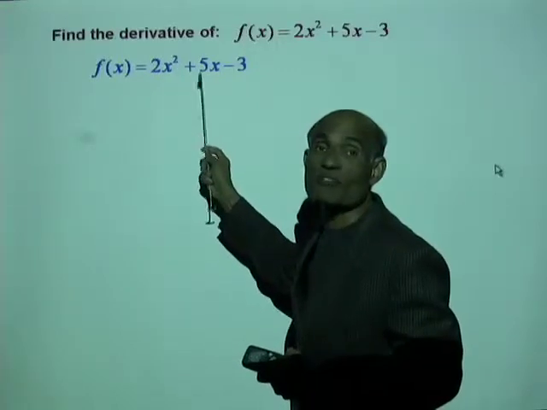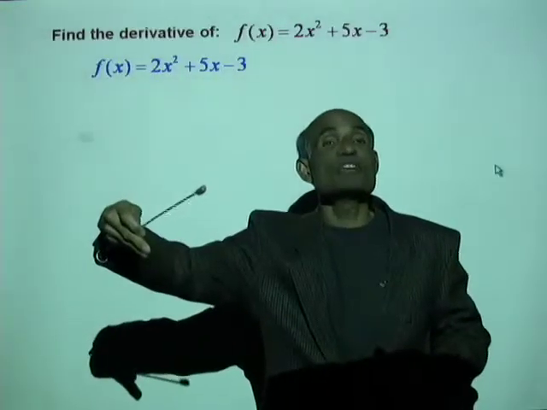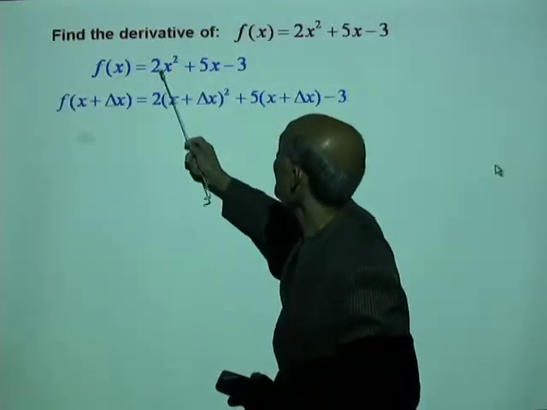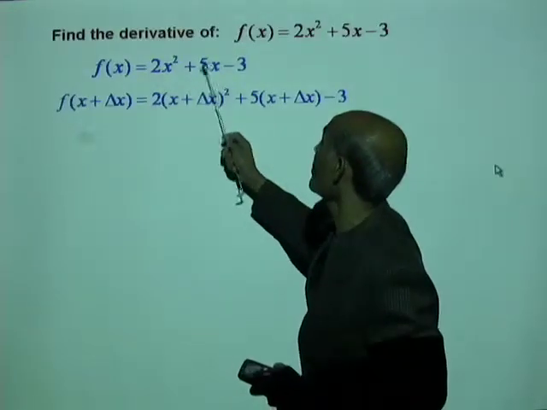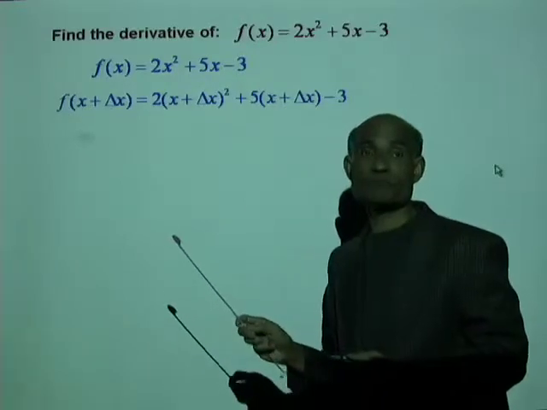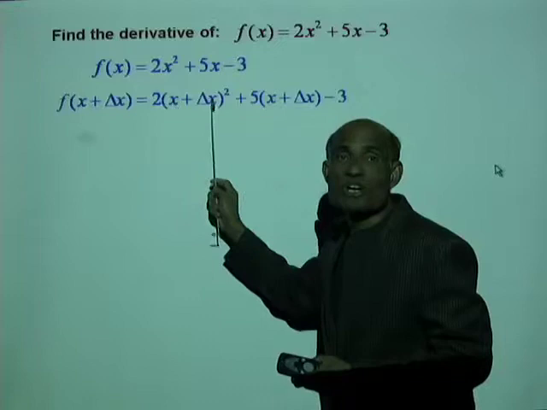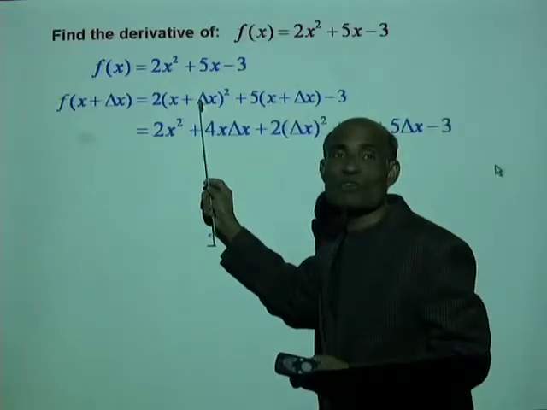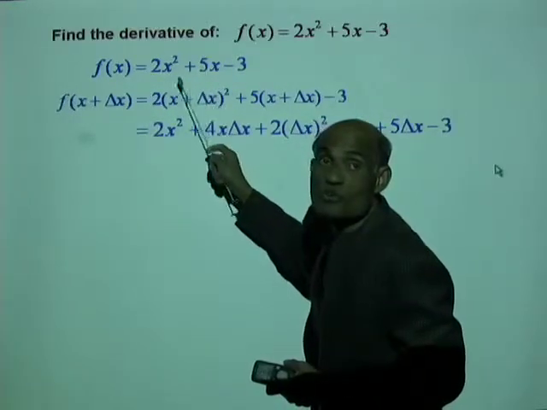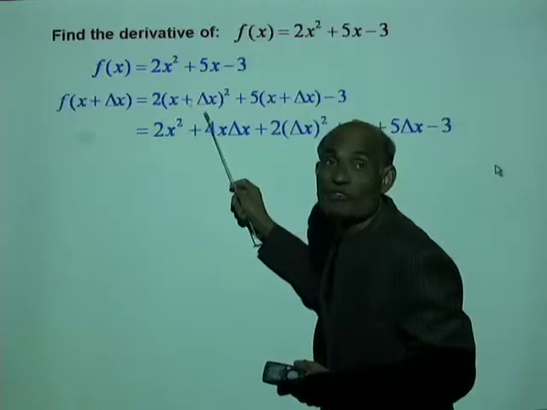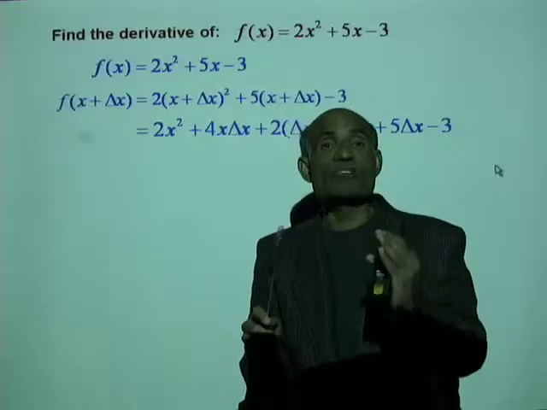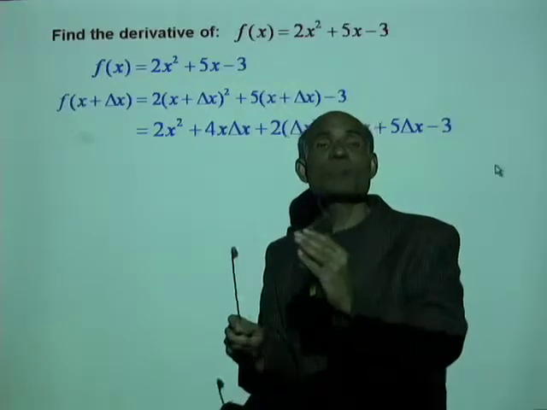Replace your x by x plus delta x. That means the input is now greater. So replace your x by x plus delta x. That will be 2 times x plus delta x all squared, plus 5 times x plus delta x, minus 3. Can you simplify this? How do you simplify this? X plus delta x all squared will be x squared plus 2x delta x plus delta x squared. That's how you expand. A plus b all squared is a squared plus 2ab plus b squared.